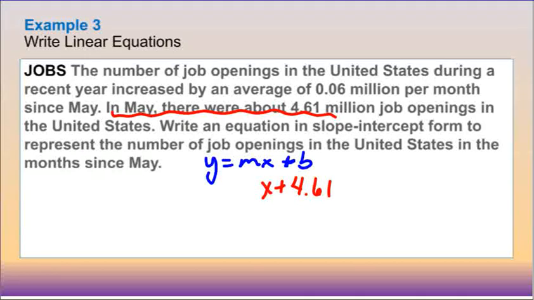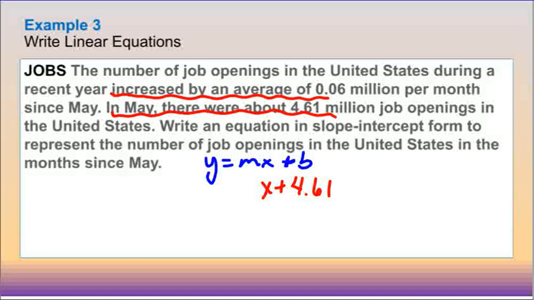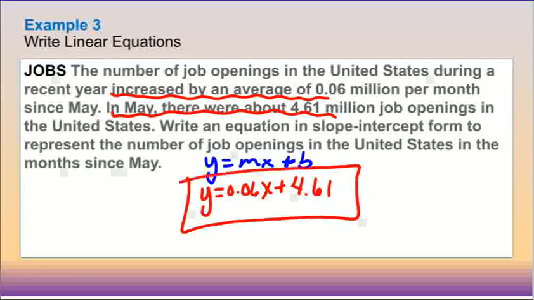And now our slope, the change in job openings. They're saying that it increases, so that means it's positive 0.06 million per month since the month of May. So my slope would be 0.06. Our equation would be y equals 0.06x plus 4.61.